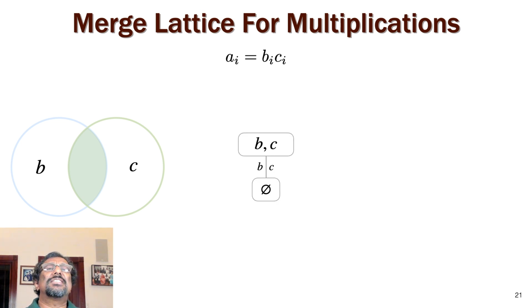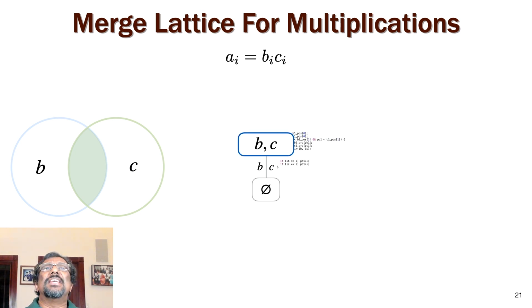And I use this as a lattice. So there's an intersection in there. If either B is not there or C is not there, you are done. If B finishes or C finishes, you are done. There's no value in it. So then you have an empty set.